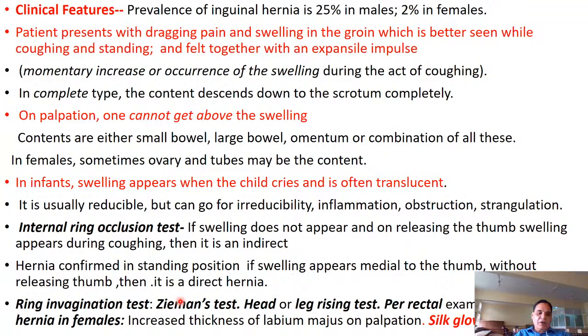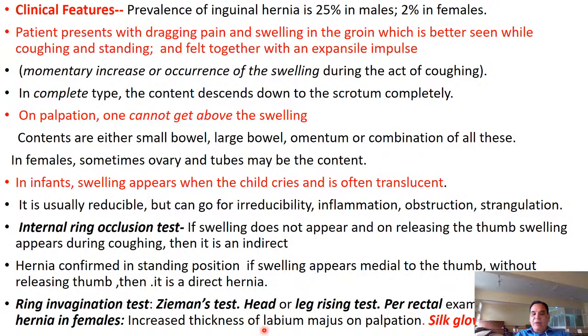Other tests, remember the names and do them in practical. A ring invagination test, that means you have to see the size of the internal ring. Sometimes head or leg raising. If your legs are raised, the hernia will become prominent. Head raising, same thing. What does it do? It increases intra-abdominal pressure. Sometimes PR examination also. During PR, you can find the prostate is enlarged.